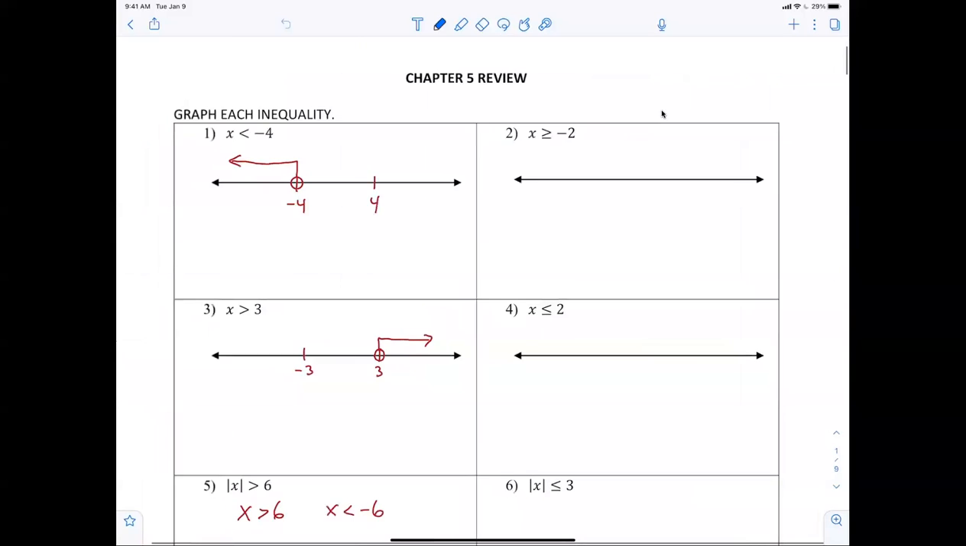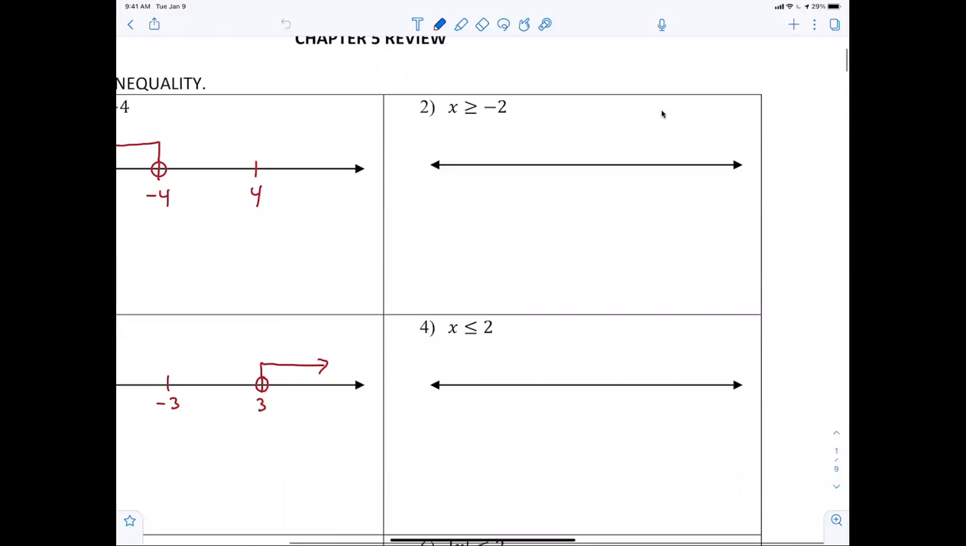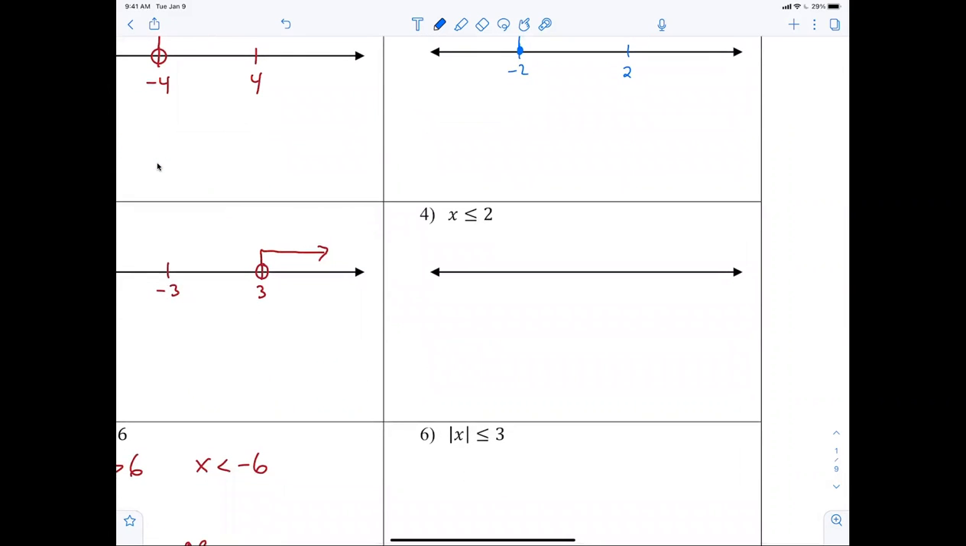Okay. So graphing x is greater than or equal to -2. Hopefully you see a -2, a +2, solid dot at -2, going to the right. Are we okay with that? X is less than or equal to 2. So again, same principle, -2, 2, solid dot at 2 going to the left.